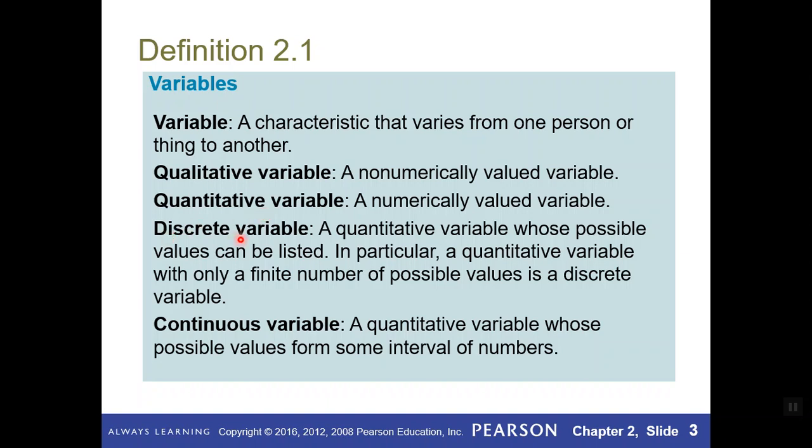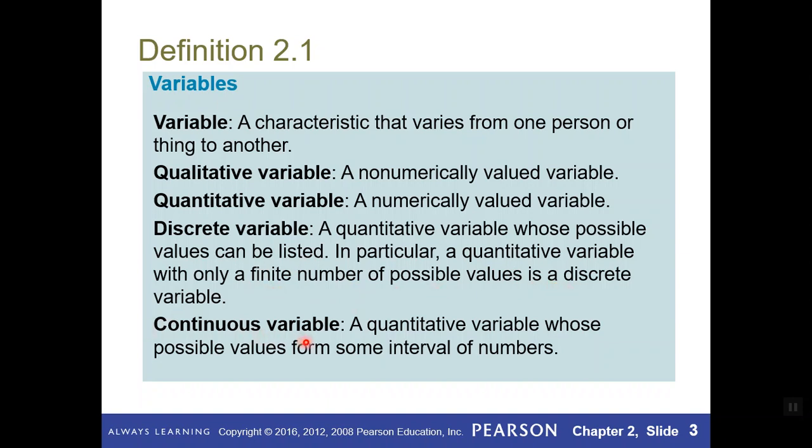The next one is discrete variable. A discrete variable means a variable which has discrete values. Discrete values mean counting values like 0 to 1000, 0 to infinity, or negative values, but definitely integers. Discrete means integer values. In particular, a quantitative variable with only a finite number of possible values is a discrete variable.